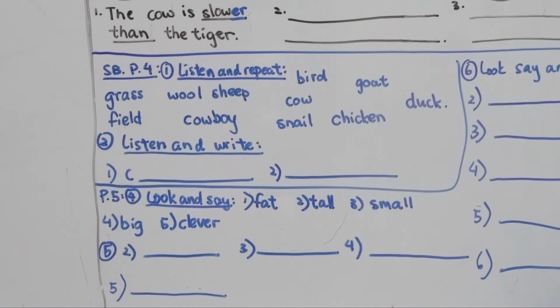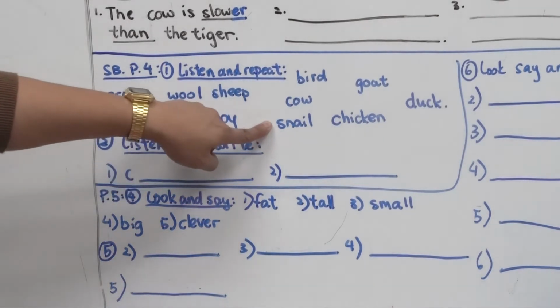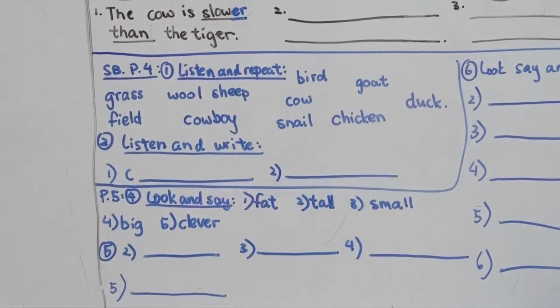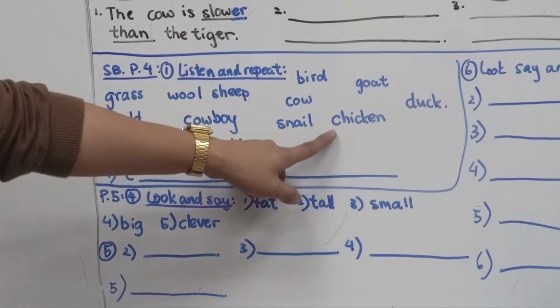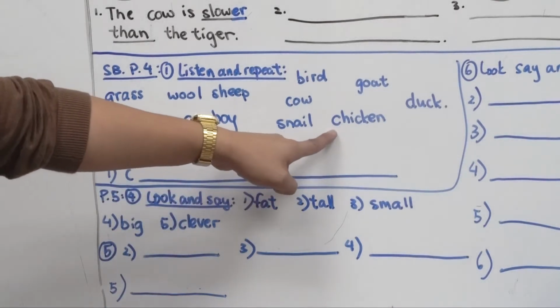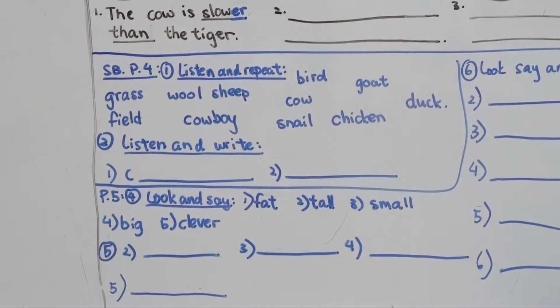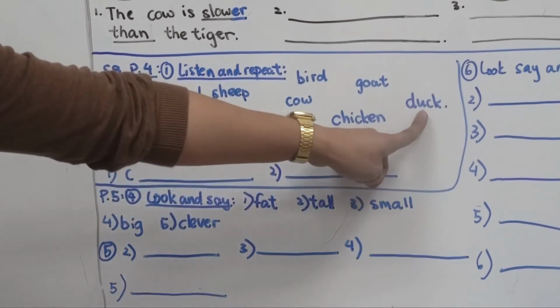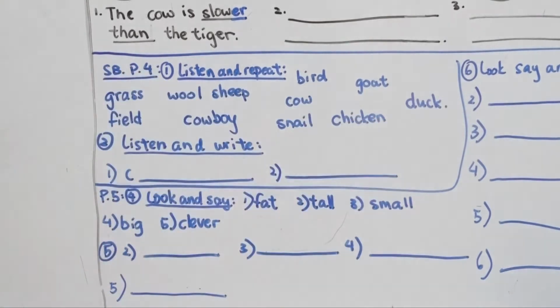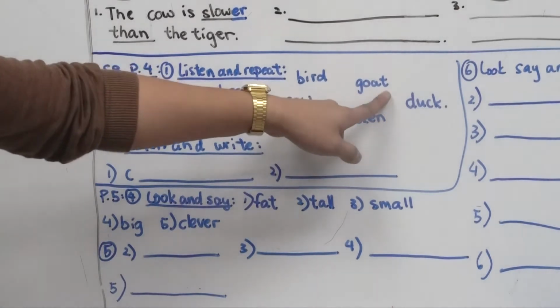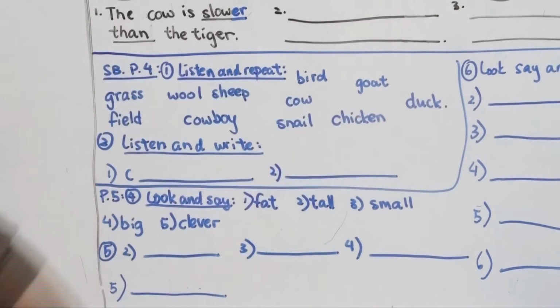Snail. Snail. Chicken. Chicken. Duck. Duck. Goat. Goat. Alright, so these are the animals in the farm.